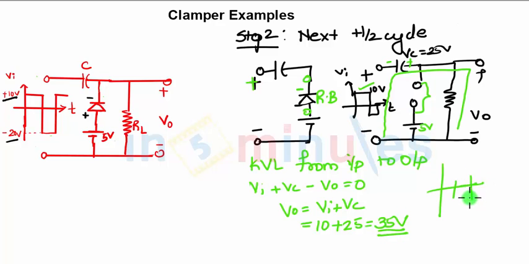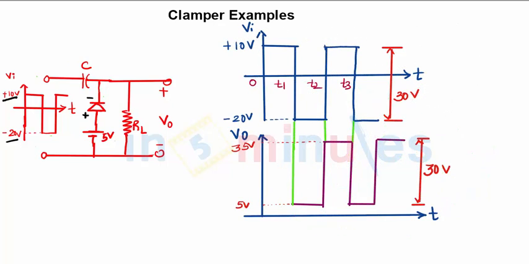So for your output in the positive half cycle, this first positive half cycle we are leaving. In this negative half cycle we got the output as minus 5 volts, and in this half cycle we got it as 35 volts, right? So finally when you get the output, you will see in the first positive half cycle you are not getting any output. In the next half cycle you are getting the output as minus 5 volts. In the next half cycle you are getting the output as plus 35 volts, and the peak to peak value in both cases, when you look at the input it is 30 volts and when you look at the output the peak to peak value is 30 volts.